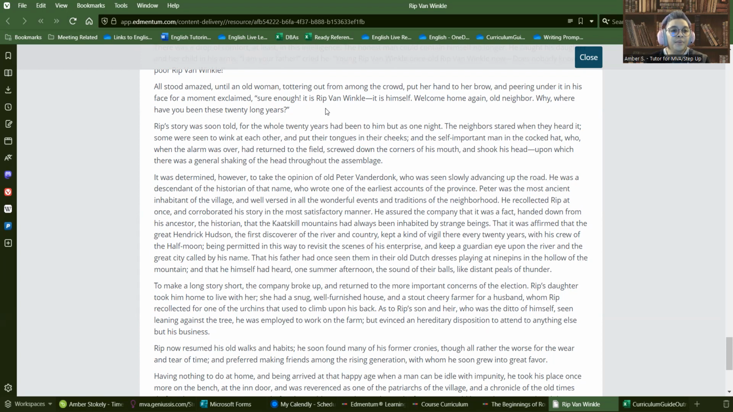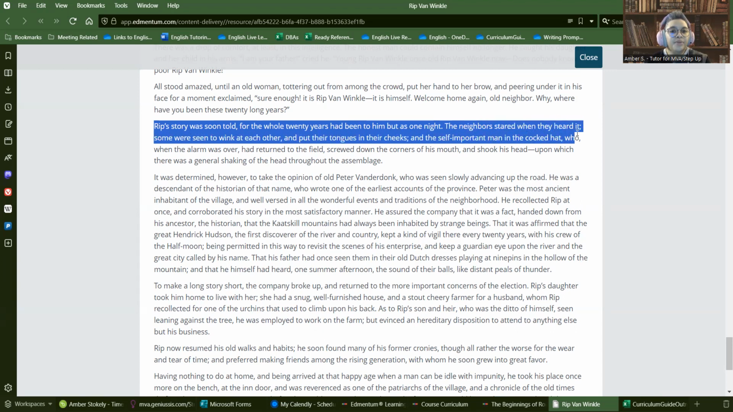But the woman had a baby named Rip, and since he had asked about Rip earlier, she came forward to see who he was. So now he's figured out that's his daughter, and he has a neighbor that also recognizes him. So it says Rip's story was soon told, for the whole 20 years had been to him but as one night. The neighbors stared when they heard it. Some were keen to wink at each other and put their tongues in their cheeks.